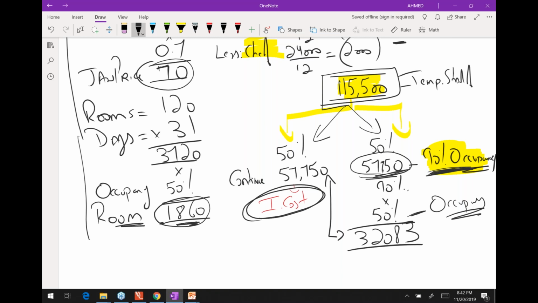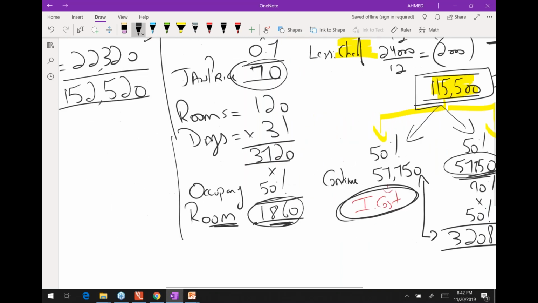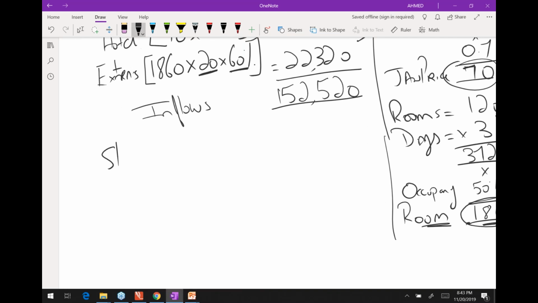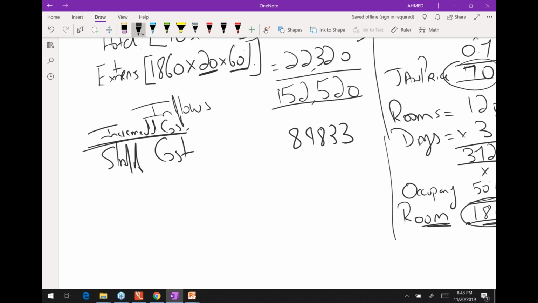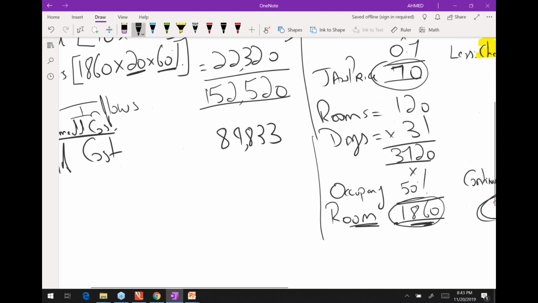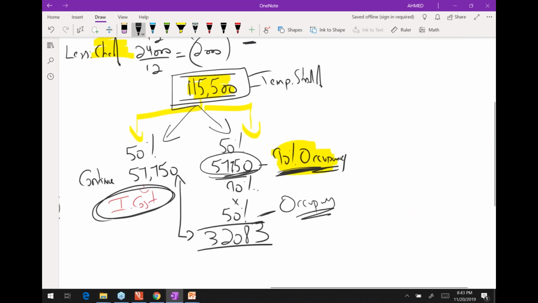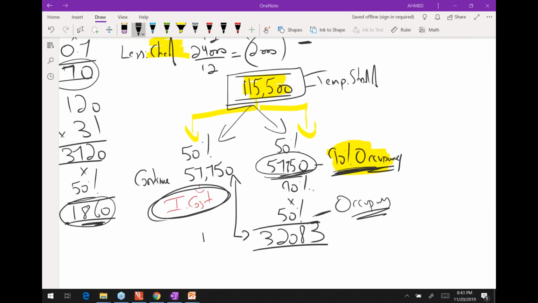89,833. Okay, so staff cost incremental. 89,833 is the incremental staff cost if we open in the month of January that I'll take here, as I will add these two together.